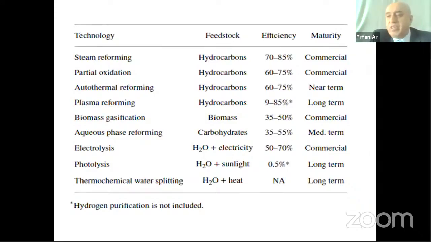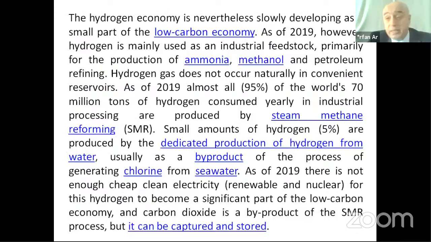The very widely used technologies appear in this table. You can see that steam reforming is a very well known and well established technology, which has a very high efficiency, around 70 to 85%, then partial oxidation, autothermal reforming, plasma reforming, etc. But please note that in these technologies, the hydrogen purification or the carbon capture technologies are not involved.